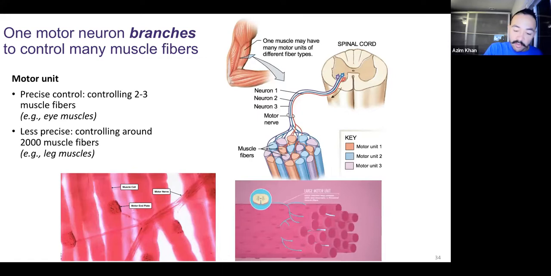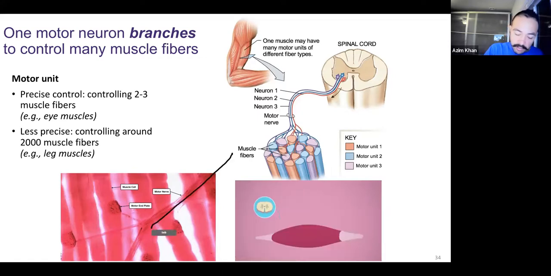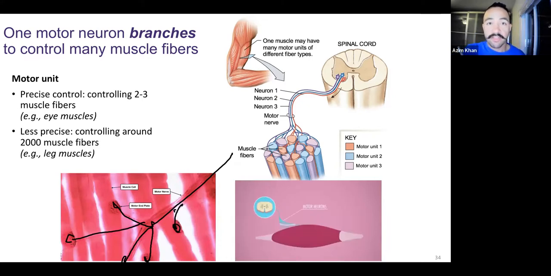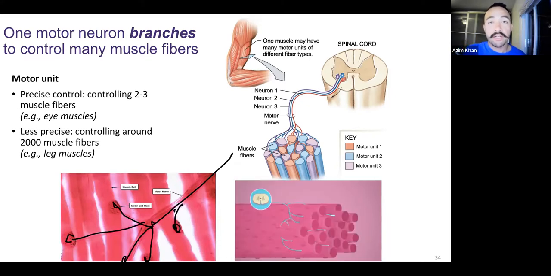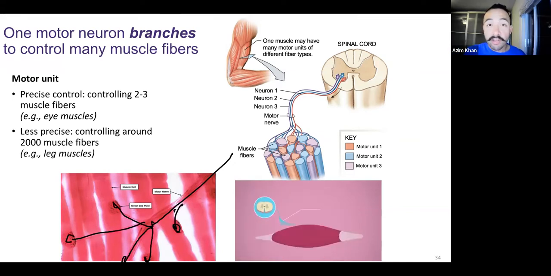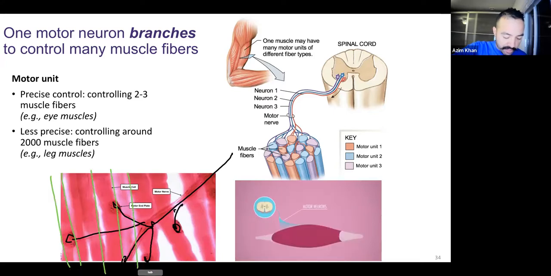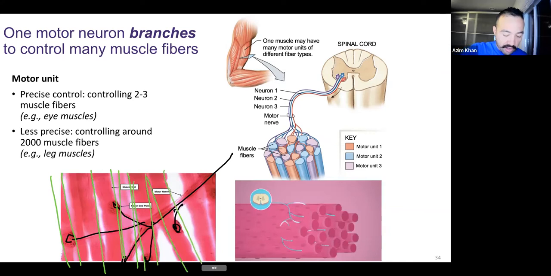So we've seen how one neuron can branch, form many axon terminals. One motor neuron, a neuron that controls muscle, can branch, have many axon terminals that control several muscle fibers. So we see one muscle fiber here, there's another here, another here, another here, another here. Those are all controlled by one neuron.